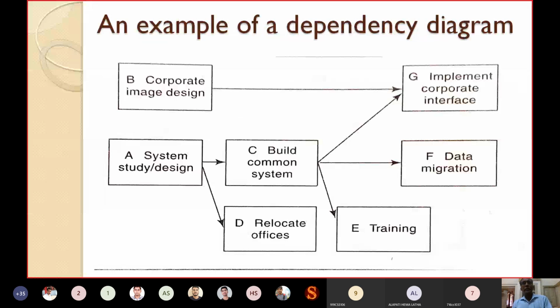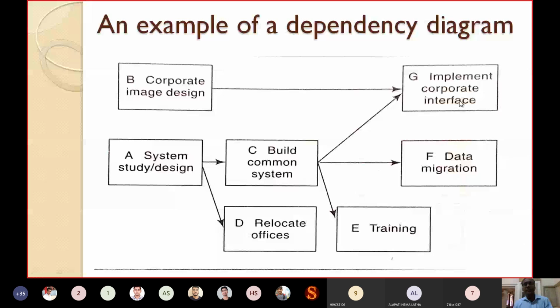This is an example of a dependency diagram where the boxes represent the different projects and the edges represent the dependencies. So the boxes represent the projects, and the arrows, the edges, represent the dependencies among them. For example, in an organization, these are the different projects: system study or system design, build common system, relocate the offices, training, data migration. Another project is implement corporate interface. Another is corporate image design, etc.